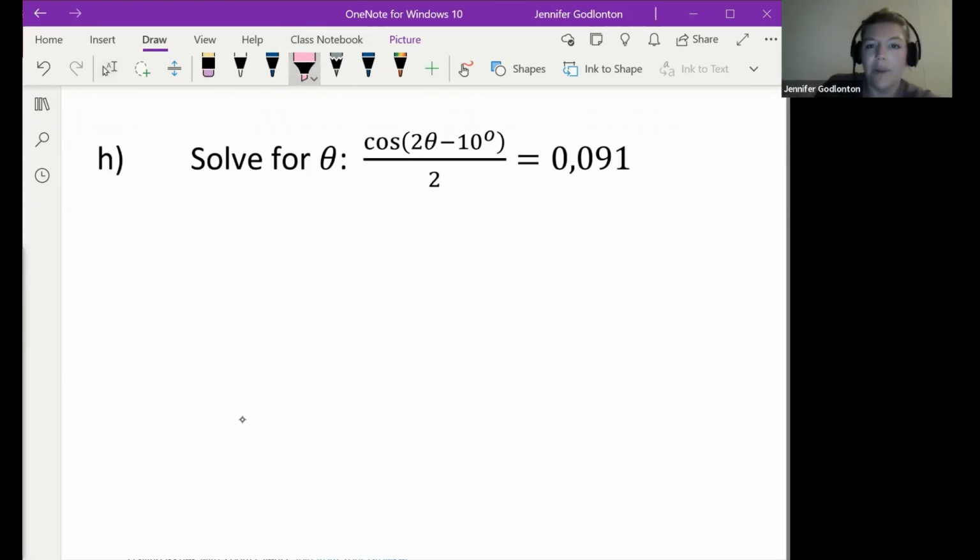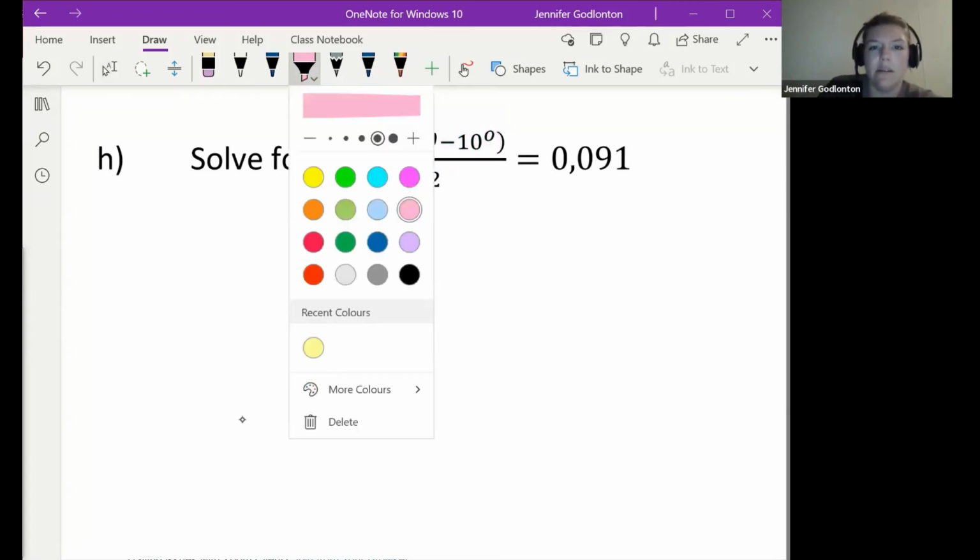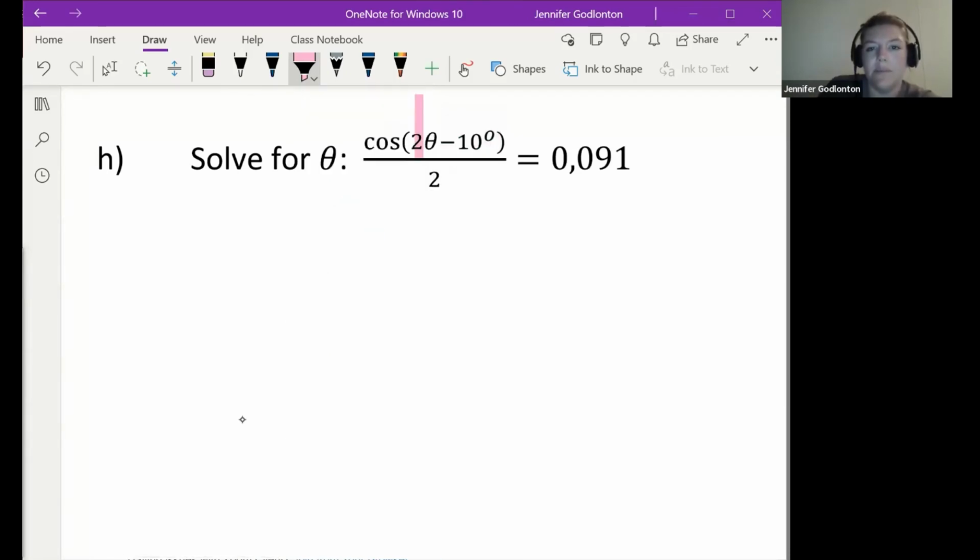Okay, helping hand: I'm wanting to isolate that. So think about the first thing we need to do in order to isolate that.